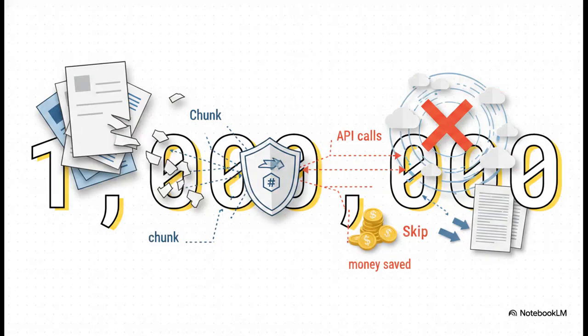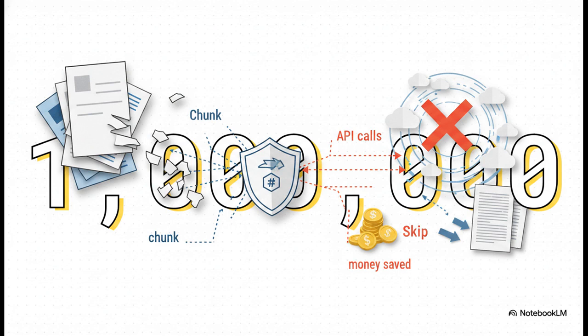Just think about the number 1 million for a second. If you have a 100,000 document corpus with an average of 10 chunks each, a full rebuild requires 1 million expensive API calls to your embedding model. This is exactly why you cannot just lazily re-embed everything every single night.